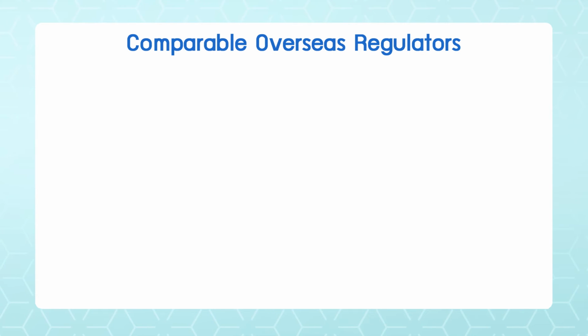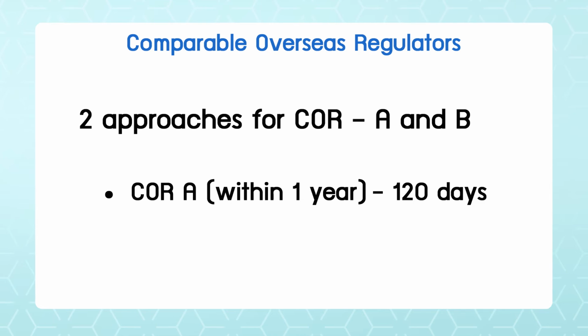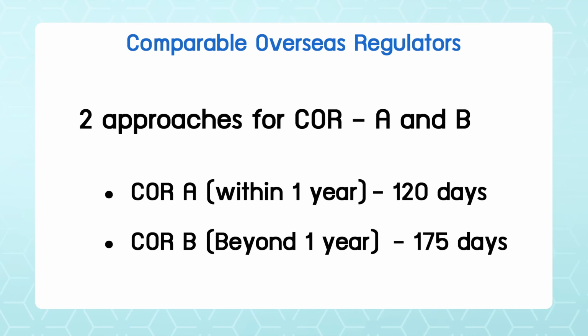Then they have two approaches in this comparable overseas regulator route. One they call Core A and the other Core B. Core A is within 1 year: if you have got an approval in Singapore, assuming Singapore, and you apply to TGA within 1 year, then the assessment time is only 120 days. But if you got the approval in Singapore more than 1 year ago, and then you decide to apply to TGA, then it takes around 175 days.